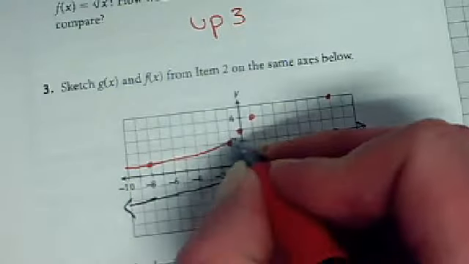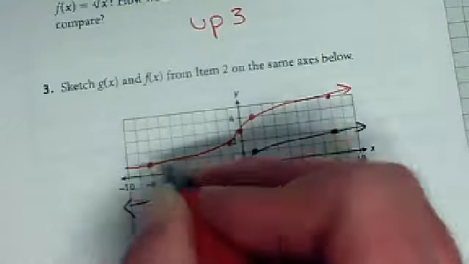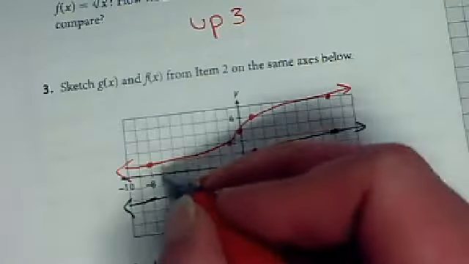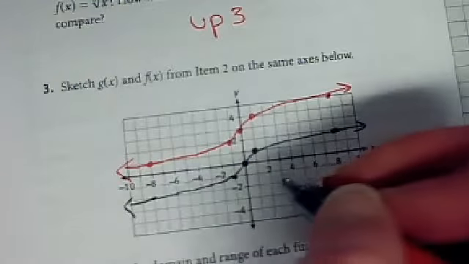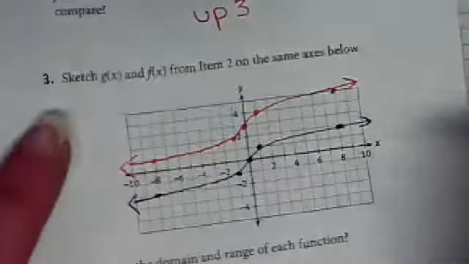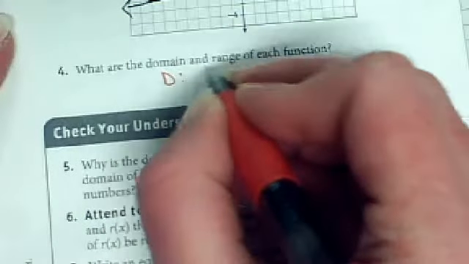We have the same shape. We still have negatives and positives. And even though it looks like these are leveling out, they really don't. They continue on and on forever. So our domain and range is still all real numbers.